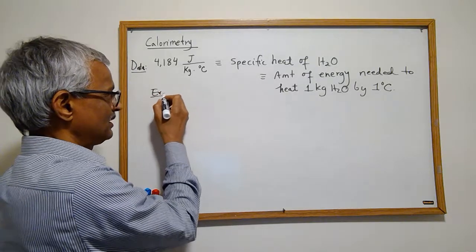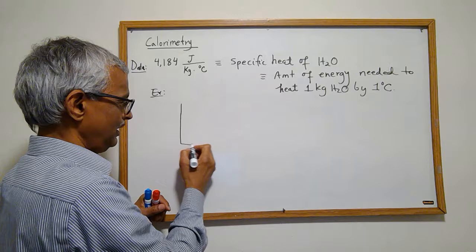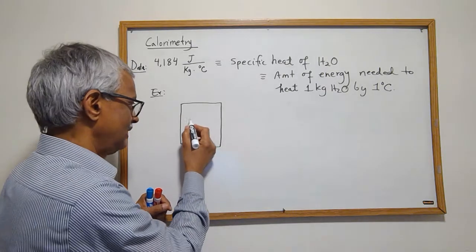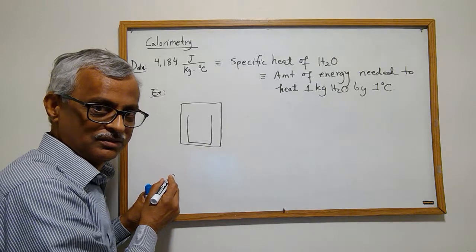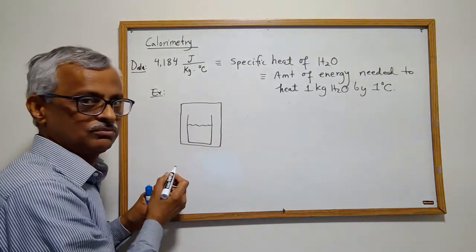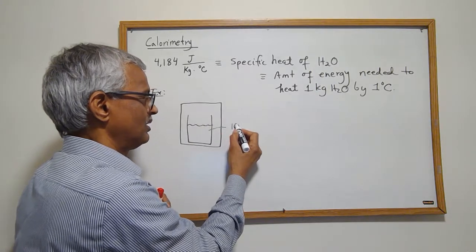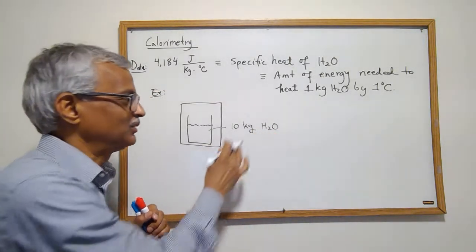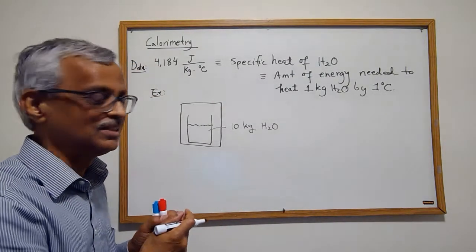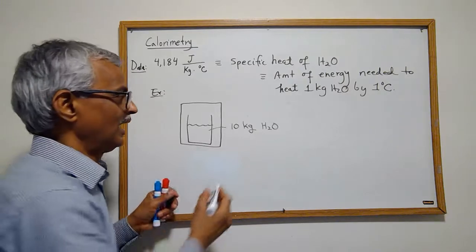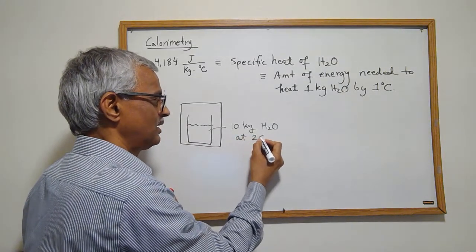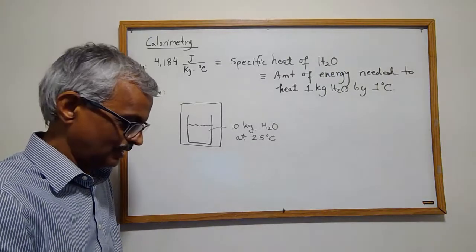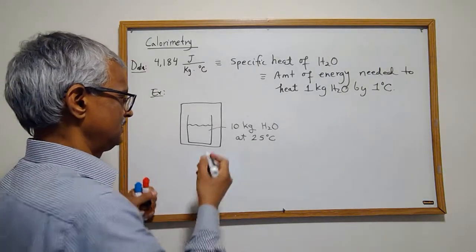An example will be, say I have a system. It has a beaker with 10 kilogram H2O in it. Kind of a weird way to say it, I'm going to use kilogram H2O rather than milliliters or liters. It's got 10 kilogram H2O, and this is at, say, 25 degrees Celsius. So this is my system, system A.